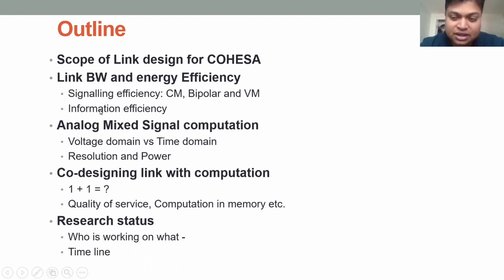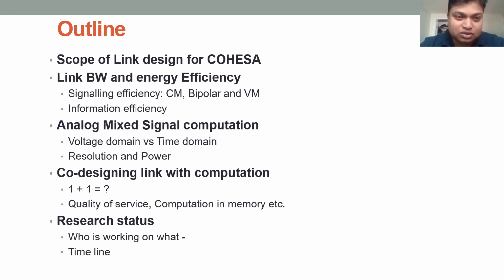What that means is that not every bit carries the same amount of information. Can we do something in the link design that can accommodate that? So far, we never did it because the links were standalone and kind of isolated. But this project allows that opportunity to happen, so we can probably explore the information efficiency. And then comes the analog mixed-signal computation part, where we traditionally do it digitally. But if we do it in some other ways, for example, phase or time as the quantity, is there a power and resolution improvement possible or not?